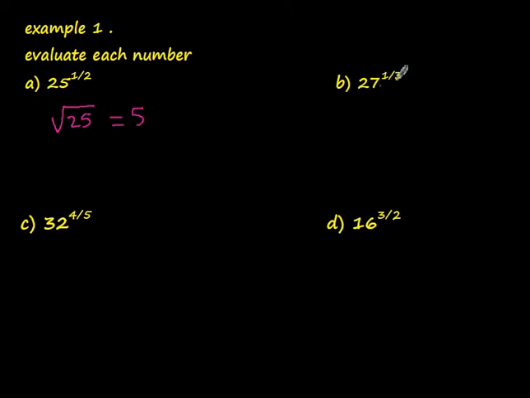B, we have 27 to the power of 1 over 3. Okay, think about cubic root. And here 27, the base will be under the radical sign. So it will be 3.